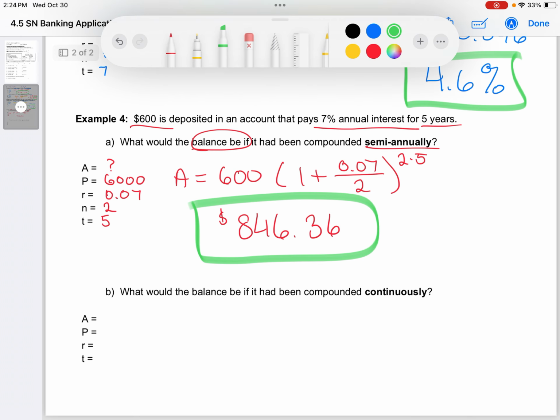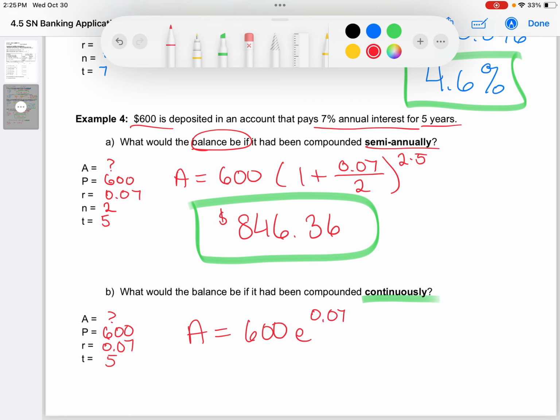On part B, same setup, but we're compounding continuously. So that asking for A, 600, I wrote 6,000, but I meant 600. R is 0.07 for 5 years. So A equals P, 600, to the E times R, 0.07 T, 5.